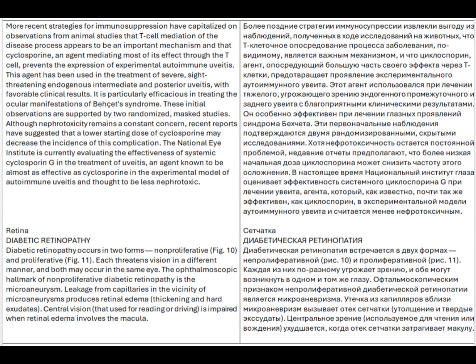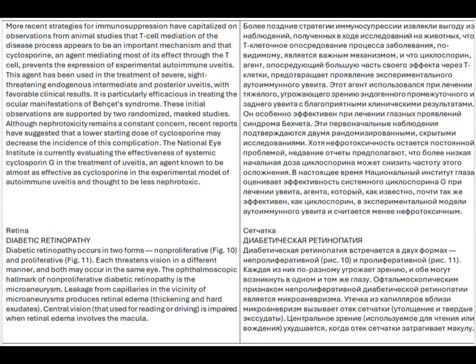These initial observations are supported by 2 randomized, masked studies. Although nephrotoxicity remains a constant concern, recent reports have suggested that a lower starting dose of cyclosporine may decrease the incidence of this complication. The National Eye Institute is currently evaluating the effectiveness of systemic cyclosporin G in the treatment of uveitis, an agent known to be almost as effective as cyclosporine in the experimental model of autoimmune uveitis, and thought to be less nephrotoxic.